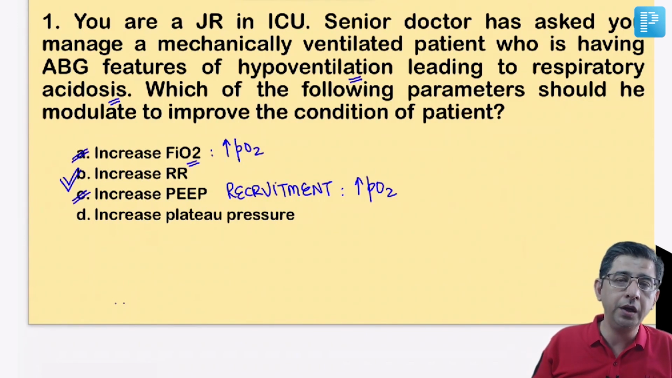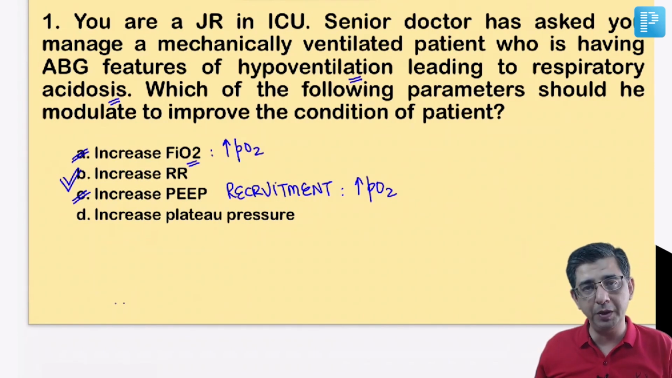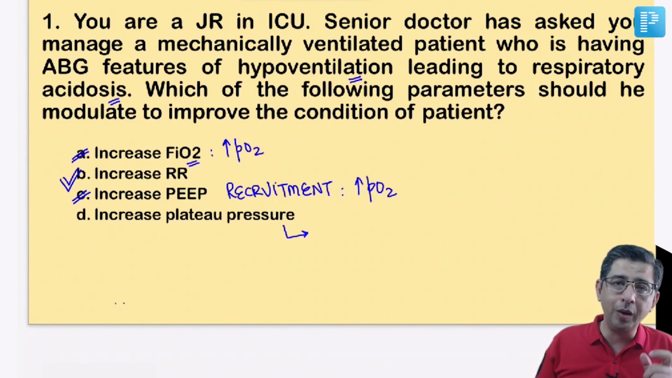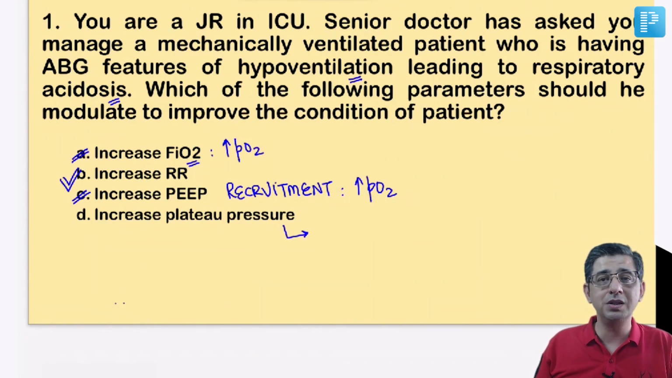Let's look at option number D, increase in plateau pressure of the patient. Well, you definitely can do that, but there is a slight problem in this case, in a sense that because the patient might be having a damage in his lungs, so there is always a risk of barotrauma.